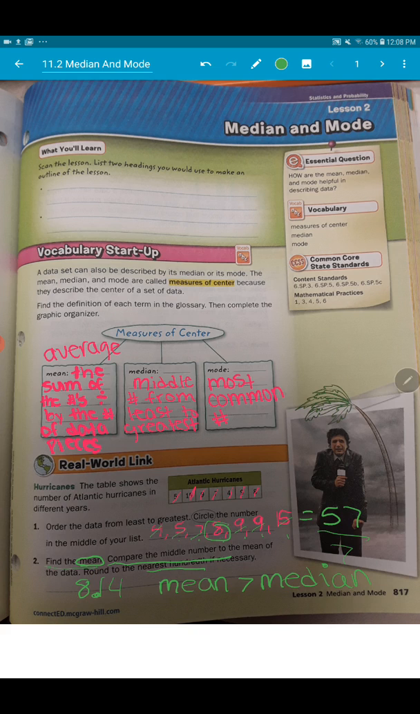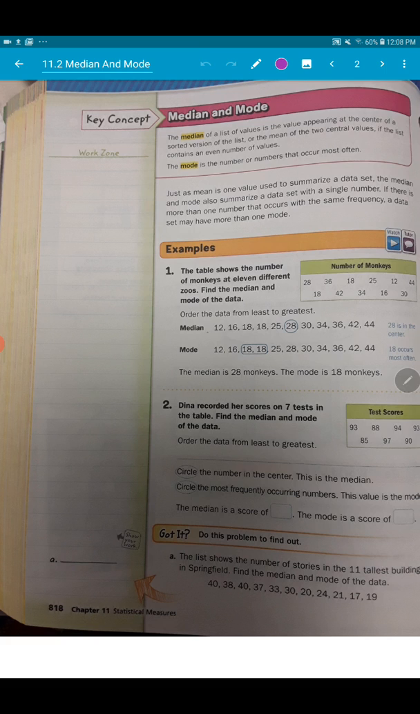Now, if we were finding the mode, or the most common number, what would that be? The mode would be 9, because 9 appears twice. So the mode is 9, because there are 2 9s. Awesome. Okay, go ahead and flip the page.